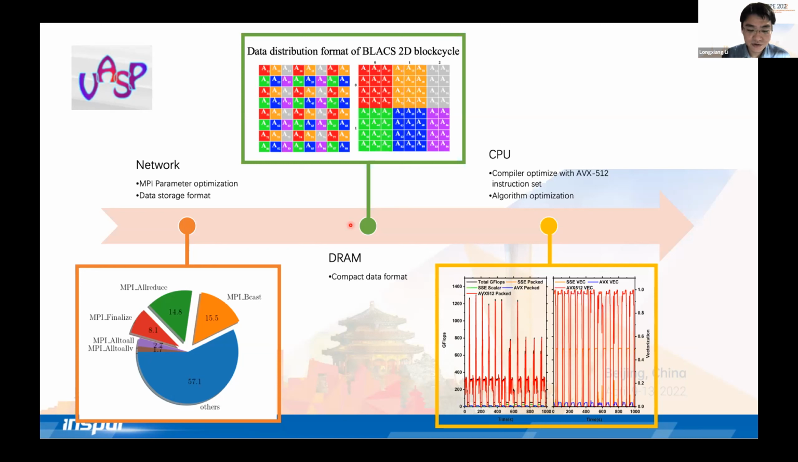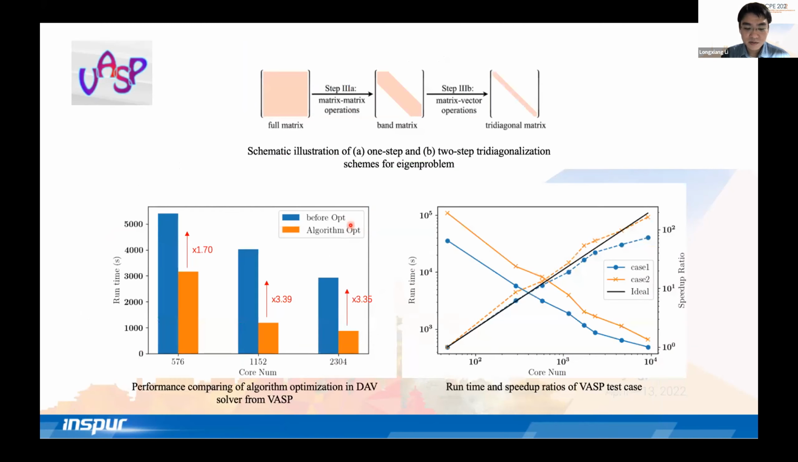In the CPU optimization, we compile the software with a highly vectorized instruction set to increase the flop speed. We also made some algorithm optimization to reduce the amount of computation. The algorithm optimization is achieved by an efficient 2-step tri-diagonal form transformation of the matrix. The algorithm optimization could speed up the application from 1.7 to 3.35 times.